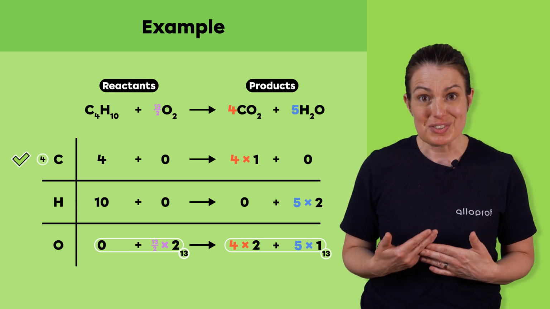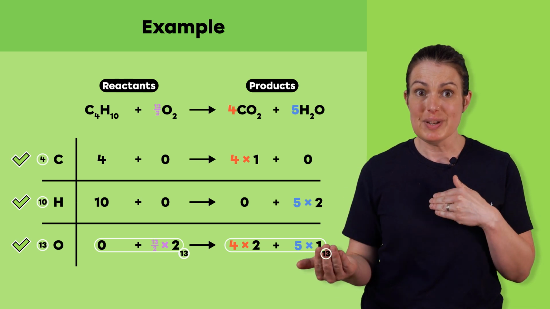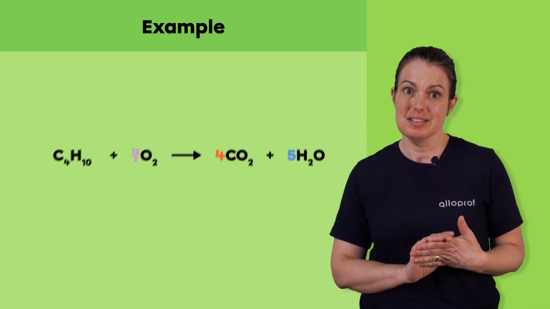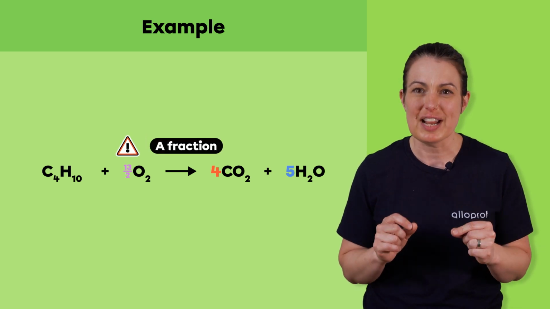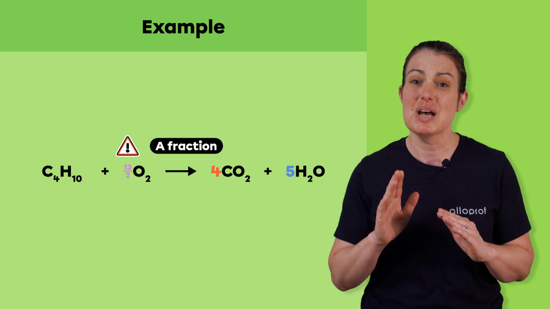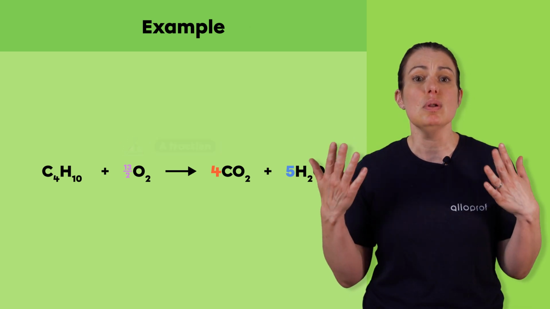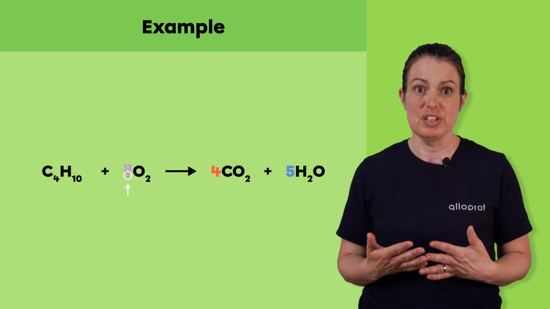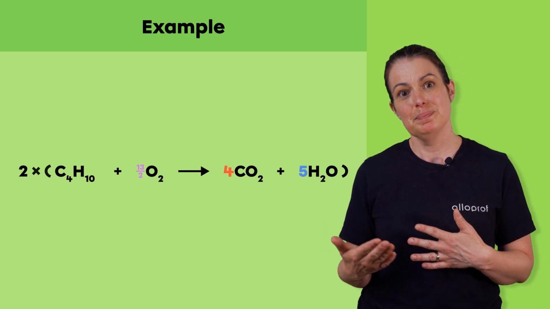Now that the coefficients are in place, we have the same number of atoms of each type on the reactant side as on the product side. Are we done yet? Not yet. Look, there's a fraction in the equation, but according to the rules, all coefficients must be whole numbers. To remove the fraction, multiply the whole equation by the denominator of the fraction. In our example, we need to multiply the whole equation by 2.